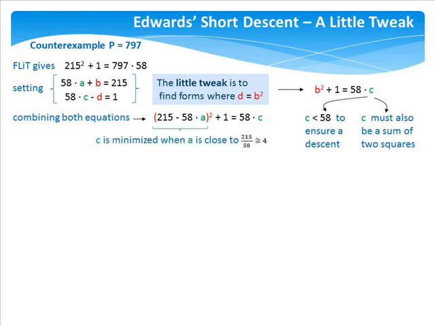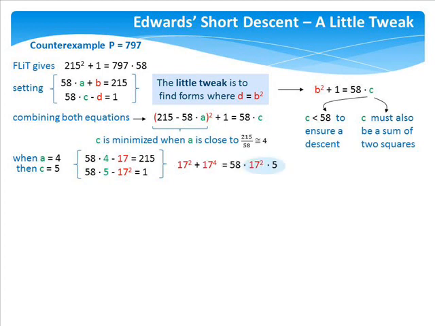And in order to minimize c, we see that a needs to be close to 4. And when a is 4, then we find that c turns out to be 5. So the sum of the squares of the residue is this. Sure, 17 squared times 5 is bigger than 58, but that vanishes in the next step.